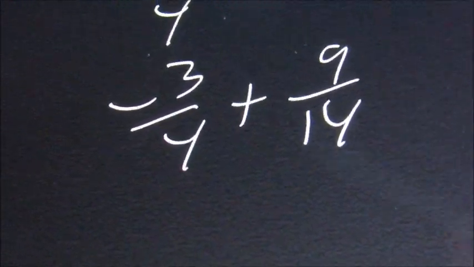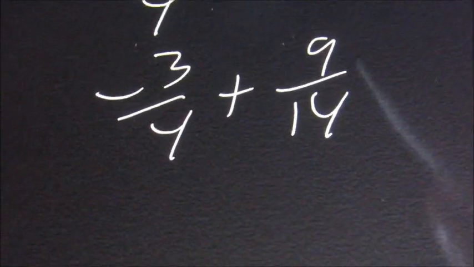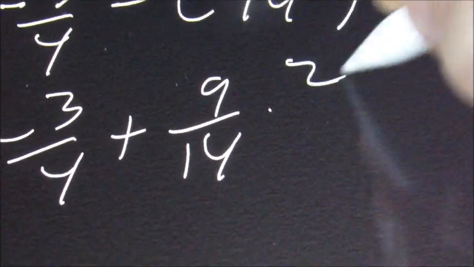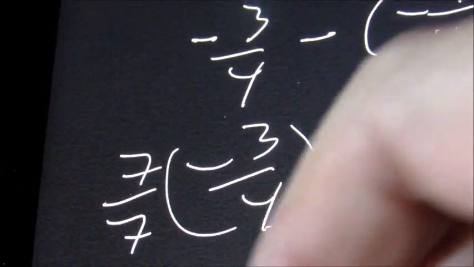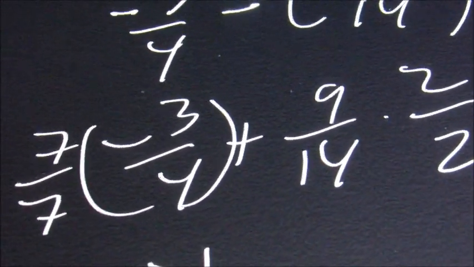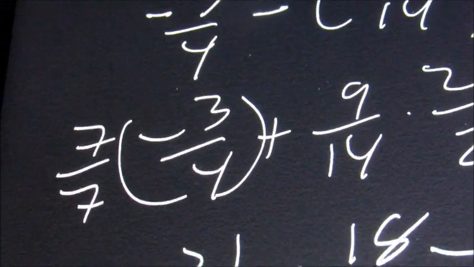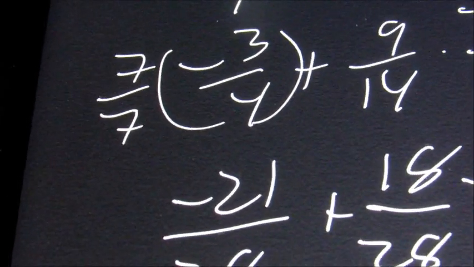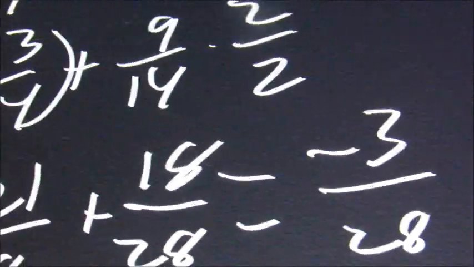Now, 4 won't go into 14. 2 times 14 is 28, and 4 will go into that 7 times. So we're going to multiply this one by 2 over 2, and this one by 7 over 7. So now we have 7 times negative 3, which is negative 21 over 28, plus 9 times 2, which is 18, and it's over 28. So now we're going to keep the 28. We have a negative 21 plus 18, which is negative 3, and that will be our final answer.